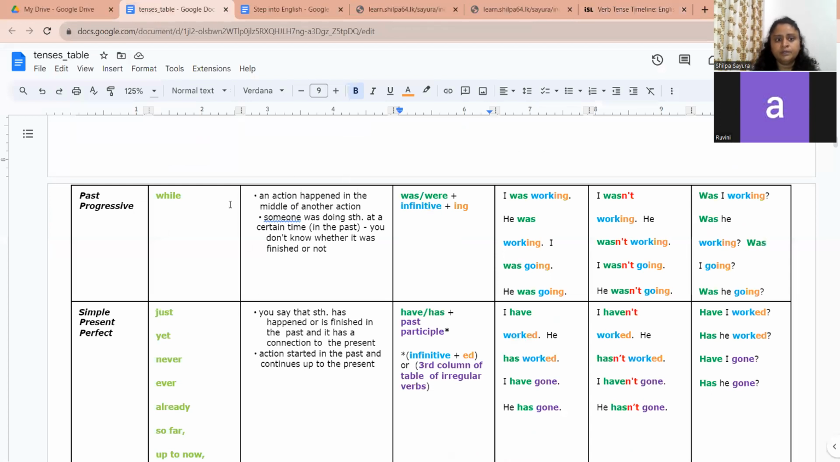So you can see this while the signal word there. So we use past progressive for an action which happened in the middle of another action. Someone was doing something at a certain time in the past. You don't know whether it was finished or not.